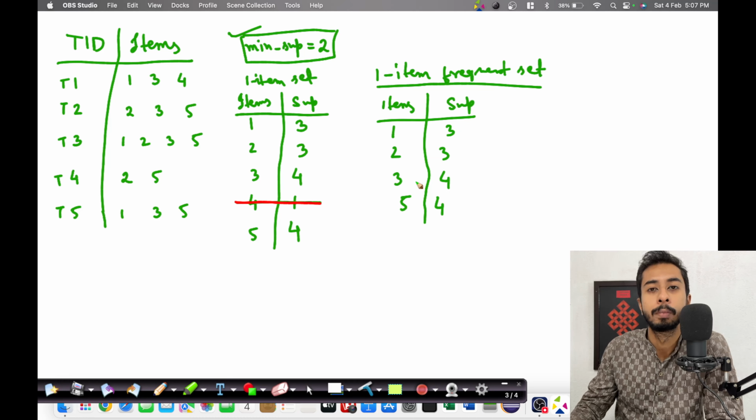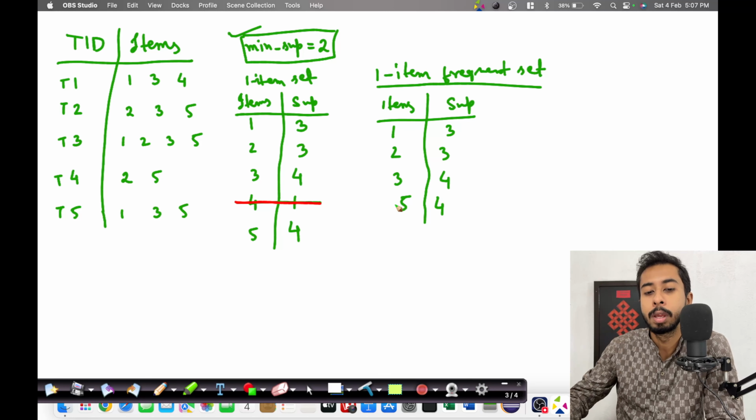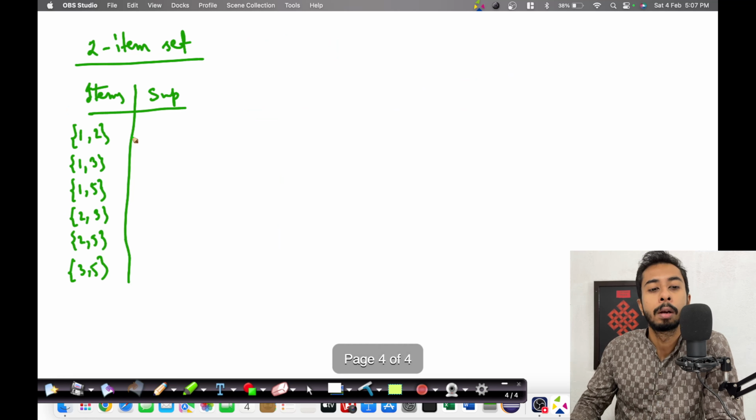Next take 3, then merge it with all the items which are at the next level to it. So 3 and 5, 3 5. In this way you will not leave out any item combination. So it will be very easy and the surest way to get a correct answer. So now, what is the support?